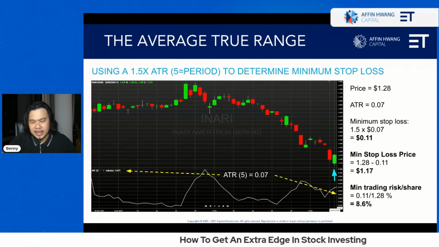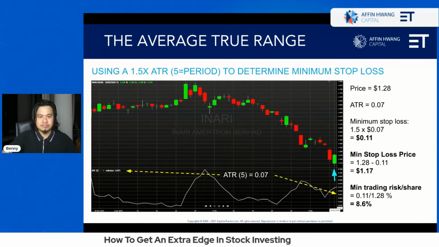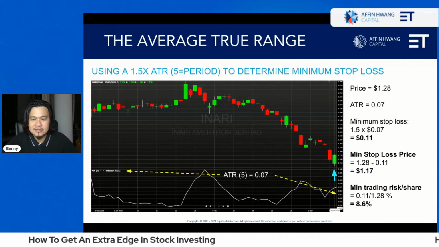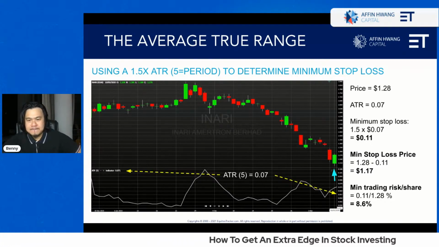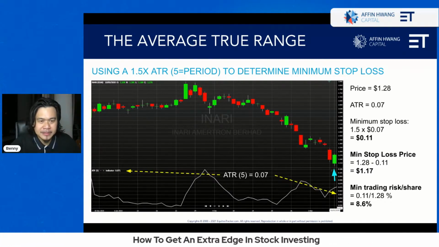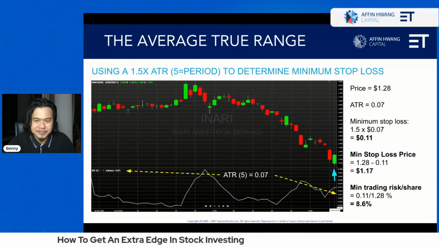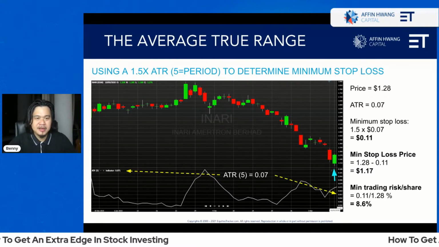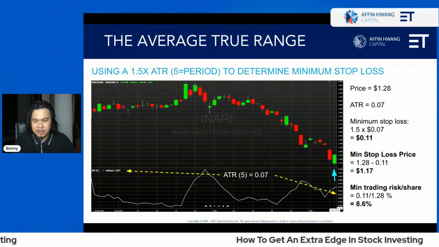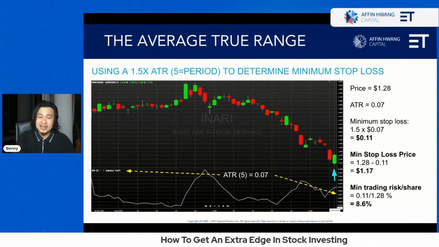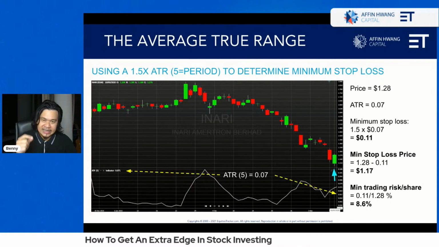Any more questions? Nope, it is not used for target price. Again, target price all boils down to your strategy. Again, the ATR is also not used as a stop loss. It's just used to measure. Remember, it is used to measure whether the stop loss you put is enough or not.